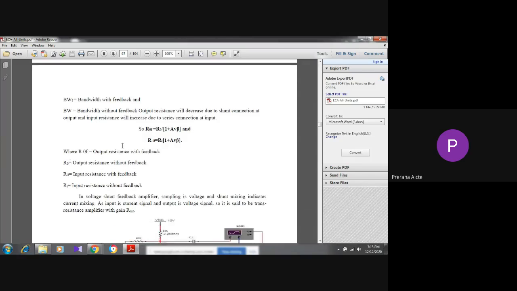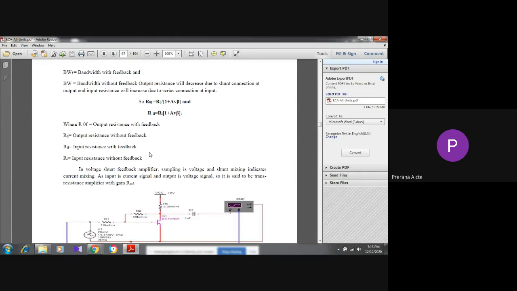And these are the input resistance and output resistance formulas in a voltage amplifier. RIF is equal to RI into 1 plus AV beta, and ROF is equal to RO by 1 plus AV beta. So here the input resistance is increased and the output resistance is decreased in voltage series feedback.